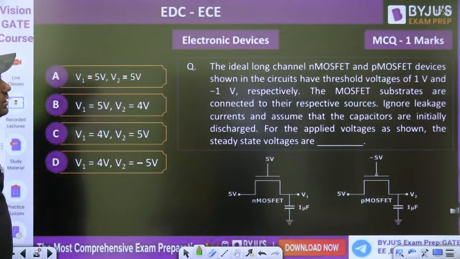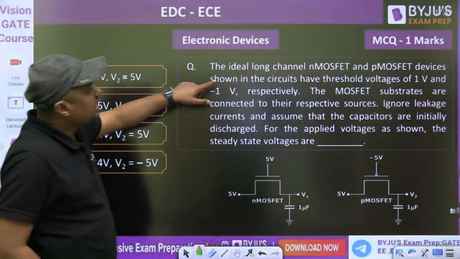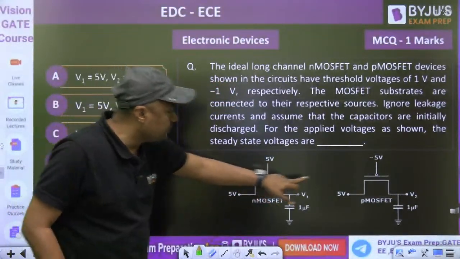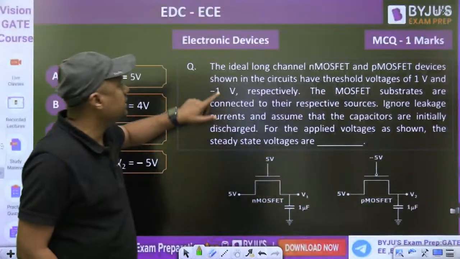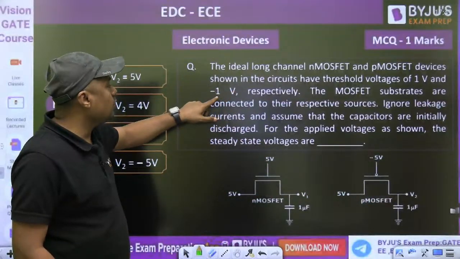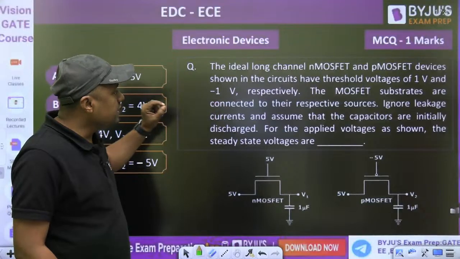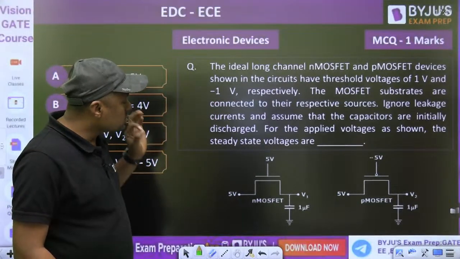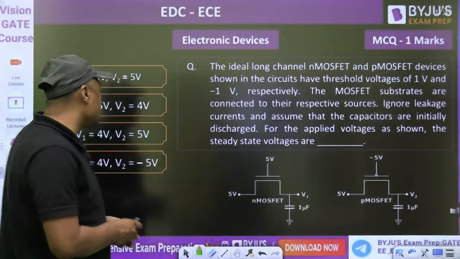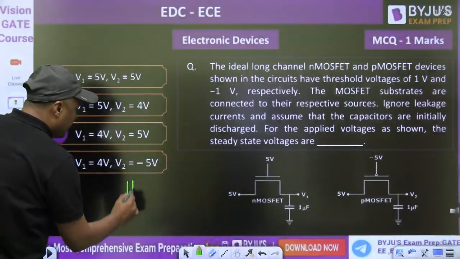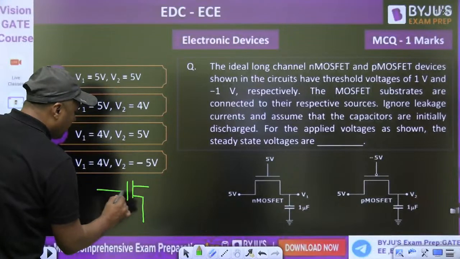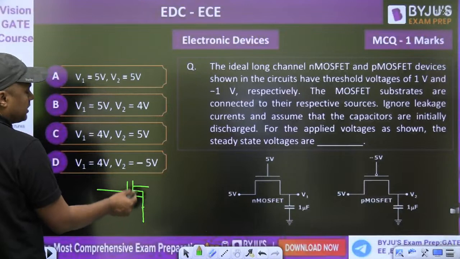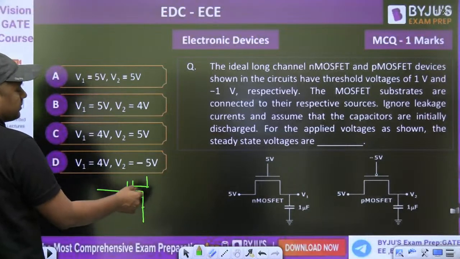Okay, another 1 mark question. The ideal long channel N MOSFET and P MOSFET devices are shown in the figure. This is the N MOSFET. The bubble is given, bubble means P MOSFET. The circuit has threshold voltages of 1 volt and minus 1 volt. The MOSFET substrates are connected to their respective sources. Substrate means body terminal, and the body terminal is connected to the source. It is not represented here, but okay.